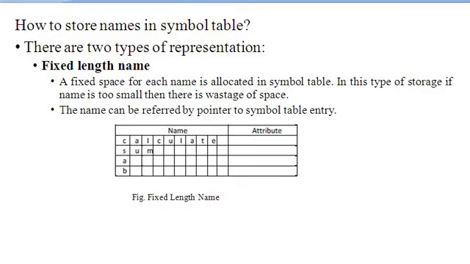For example, I have four names like calculate, sum, A and B. So maximum length of name is calculate. In fixed length name, it uses this type of structure. So it uses blocks. For sum, it used 3 blocks, and remaining of blocks are wastage. If you declared any single character variable, then remaining blocks are wastage. So the name can be referred by pointer to symbol table entry. So this is the example how the fixed length name is stored in symbol table.